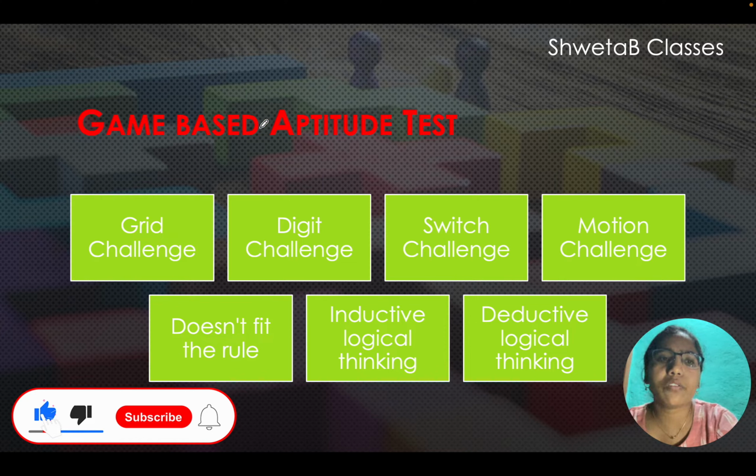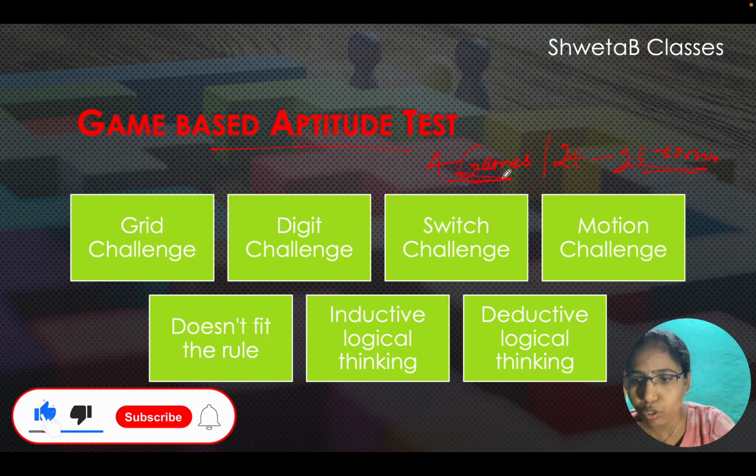In that, the first round, as I said, is a game based aptitude test. Here you need to solve 4 games out of 24 in a time limit of 25 to 30 minutes. The reason I'm giving 25 to 30 minutes is that for the 4 games that you choose, the demo games will also be displayed, and you can watch those demo games as many times as you want, and that's the reason this time varies.